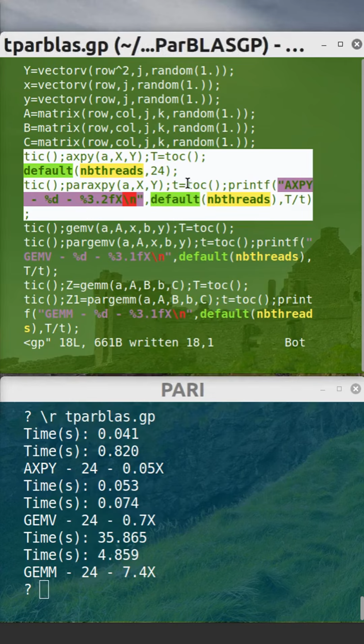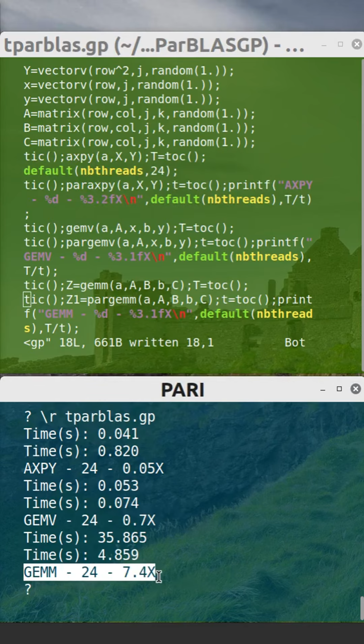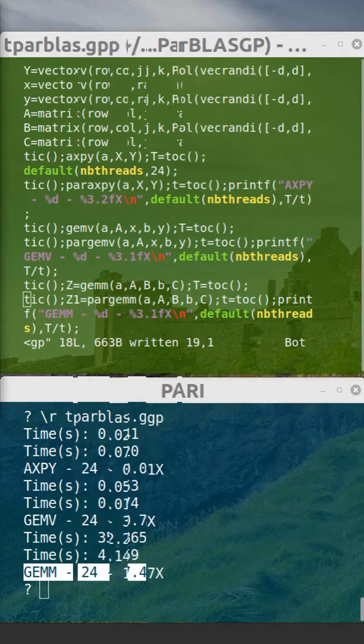Here we see AXB and par AXB with a test for 24 threads, GEMV and par GEMV, and GEMM and par GEMM. These are run, and the only parallel version which beats the serial version is GEMM, but it beats it by a good amount, 7.4 times.